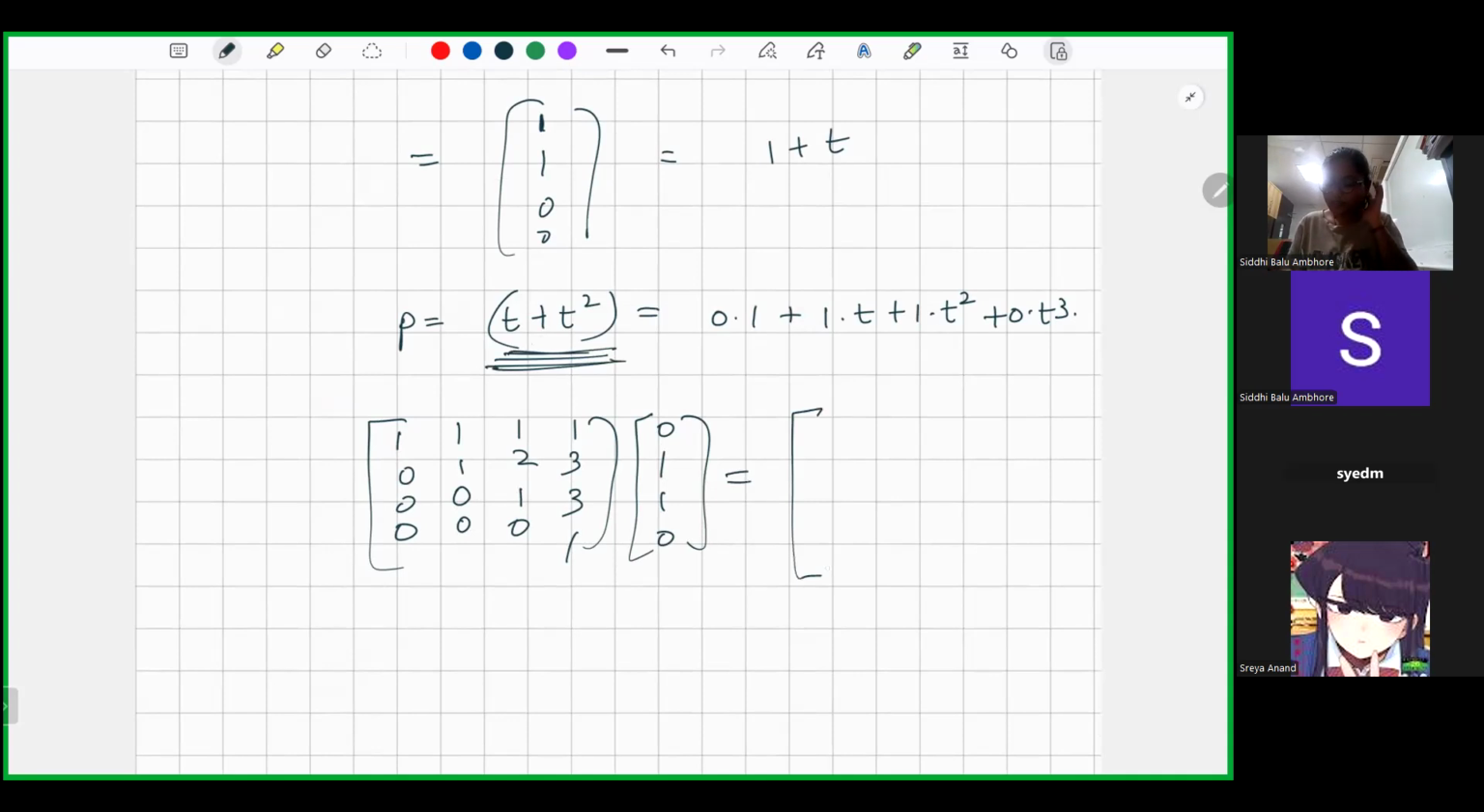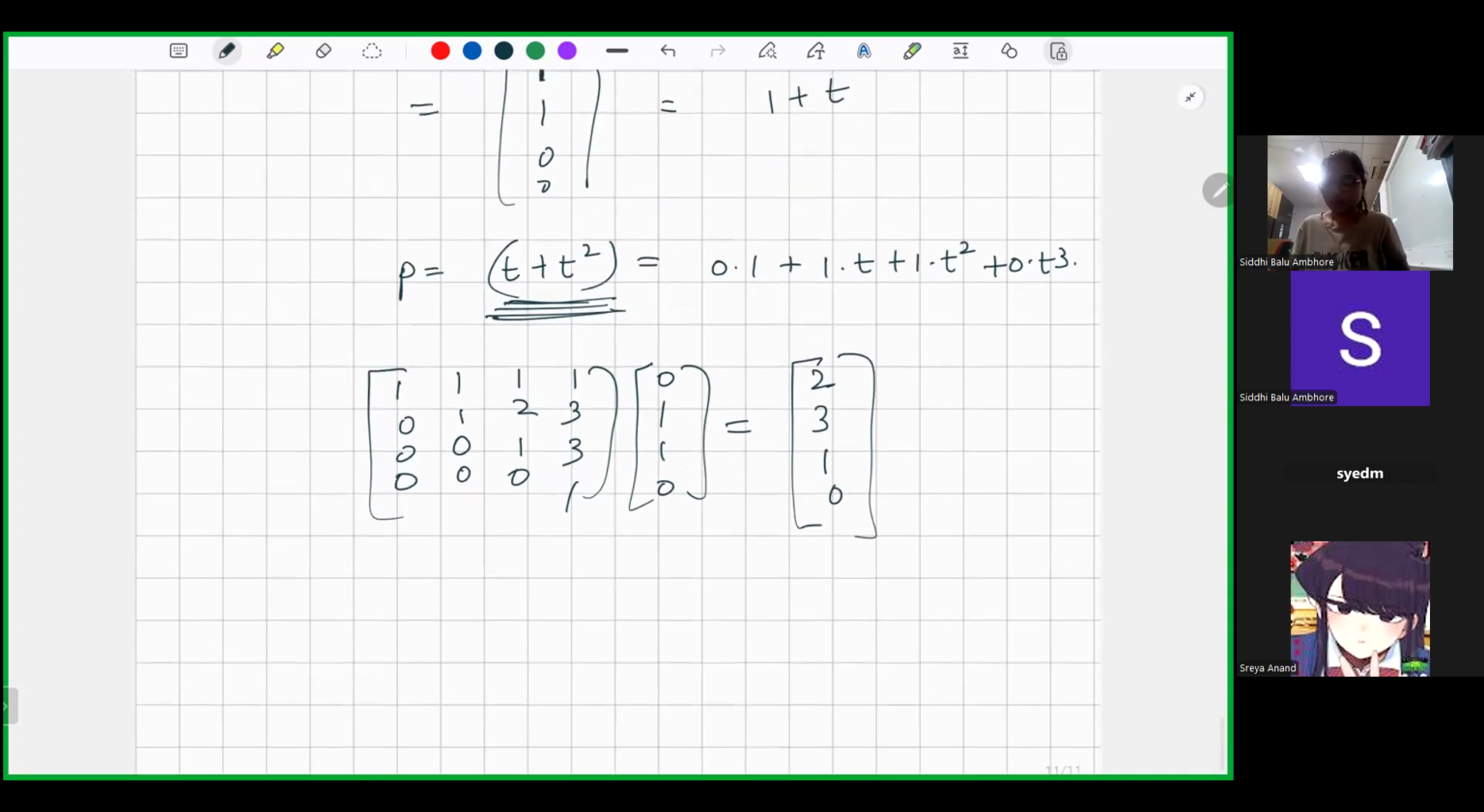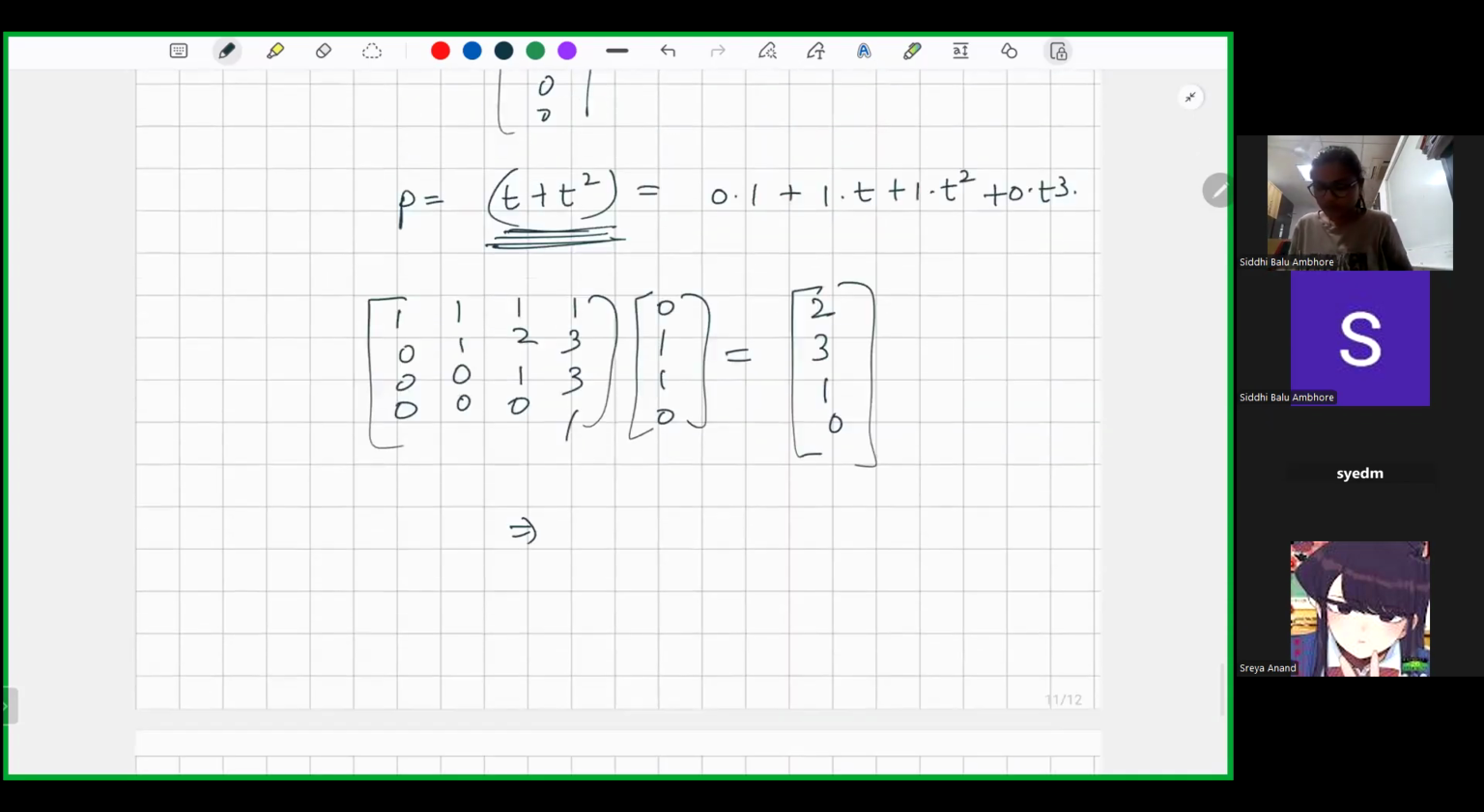And what I get corresponding here is 2, 3, 1, and 0, right? This is what I'm getting. So what does this mean? This gives me 2 plus 3t square plus, I hope I multiplied this correctly.